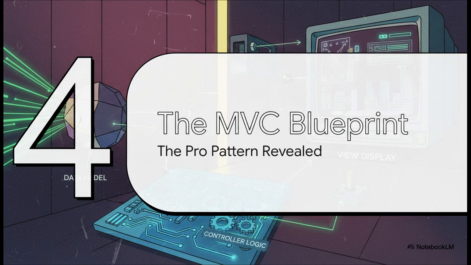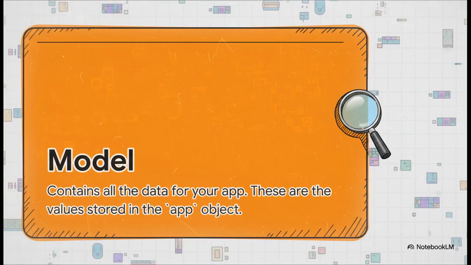Okay, let's just pause and take a step back for a sec. We've got a place for our data, the app object, we've got a place for our drawing logic, redraw all, and we've got a place to handle user input, on mouse press. You might not have realized it, but you've just accidentally built one of the most important patterns in all of software development. This is the Model View Controller Pattern, or MVC. So let's break that down.